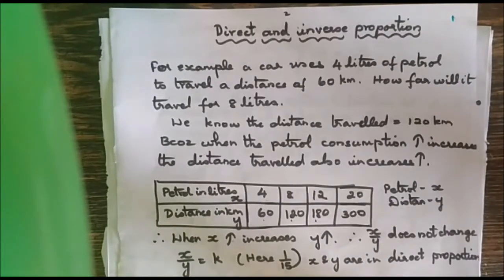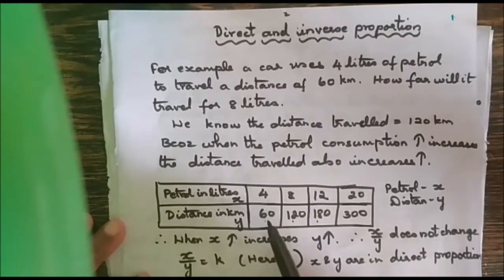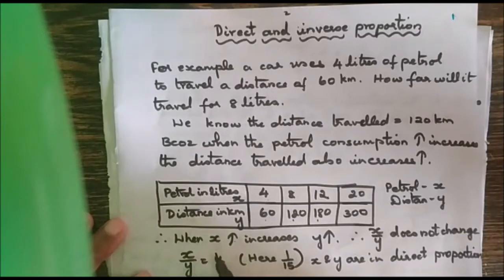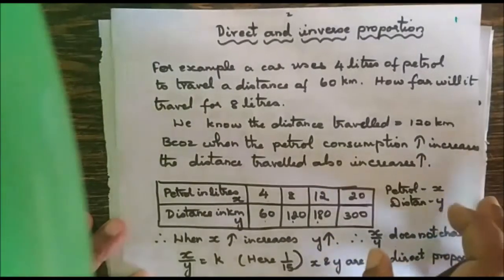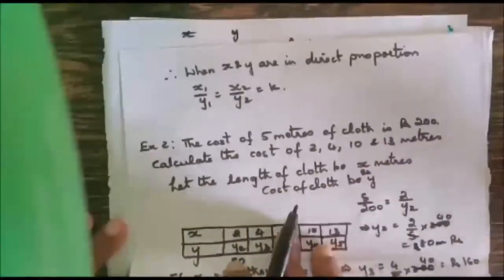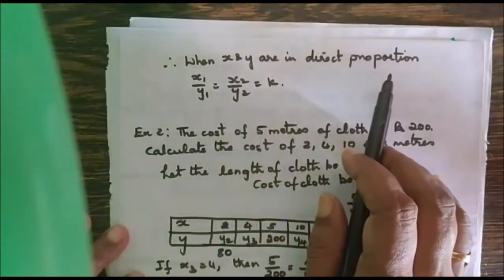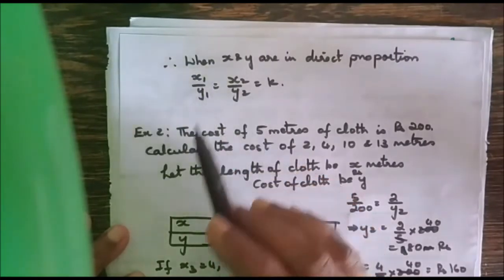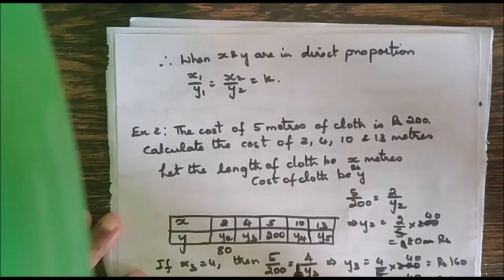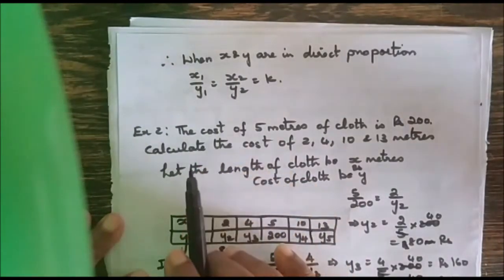Therefore, there is a ratio between the petrol and the distance, that is X by Y is equal to a constant. You have a constant that occurs when X is divided by Y, that is given by K. Here the value of K is 1 by 15. What is the constant? That is 4 by 60, which is 1 by 15. Okay. So X and Y are in direct proportion. Now, when X and Y are in direct proportion, we can write X1 by Y1 is equal to X2 by Y2, which is equal to K. There is a constant when they are in direct proportion.